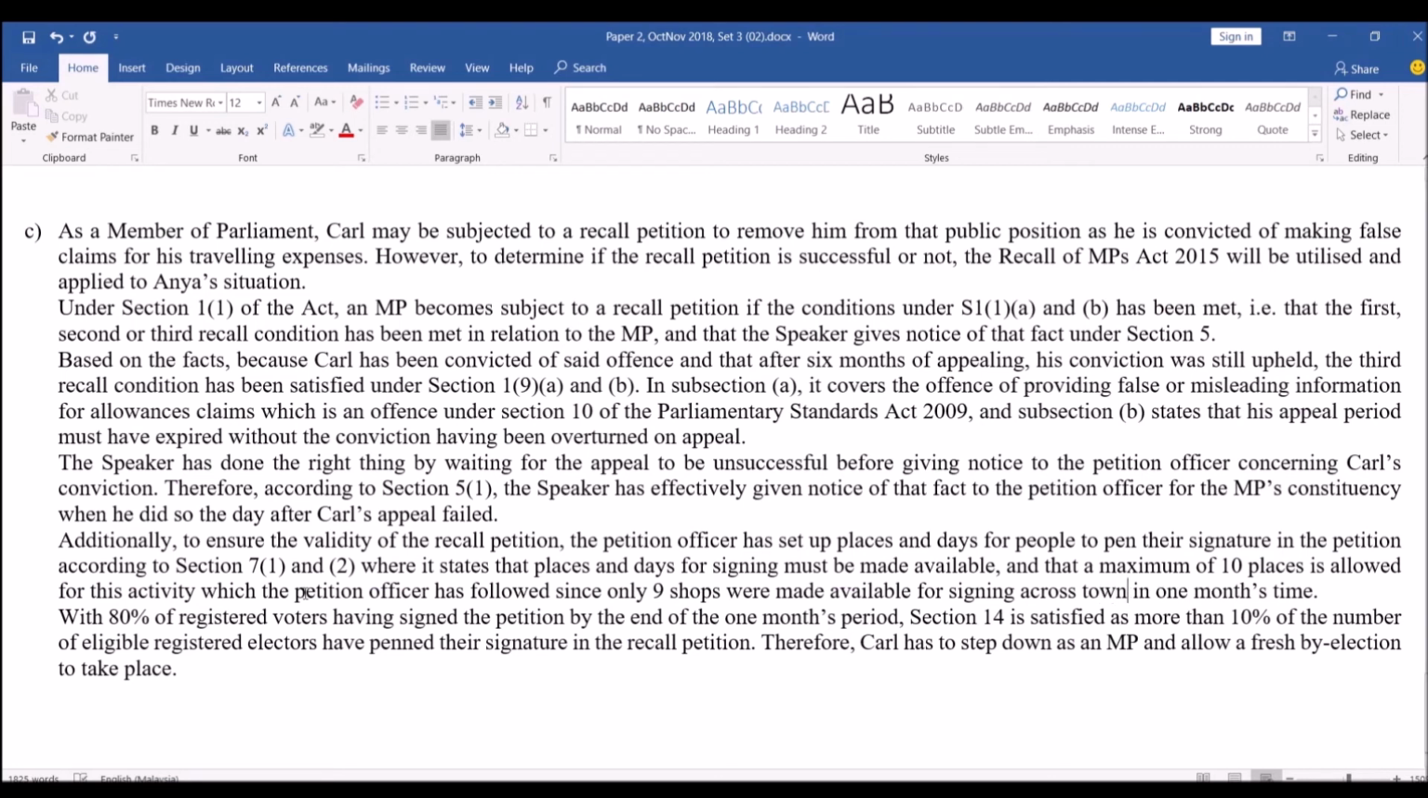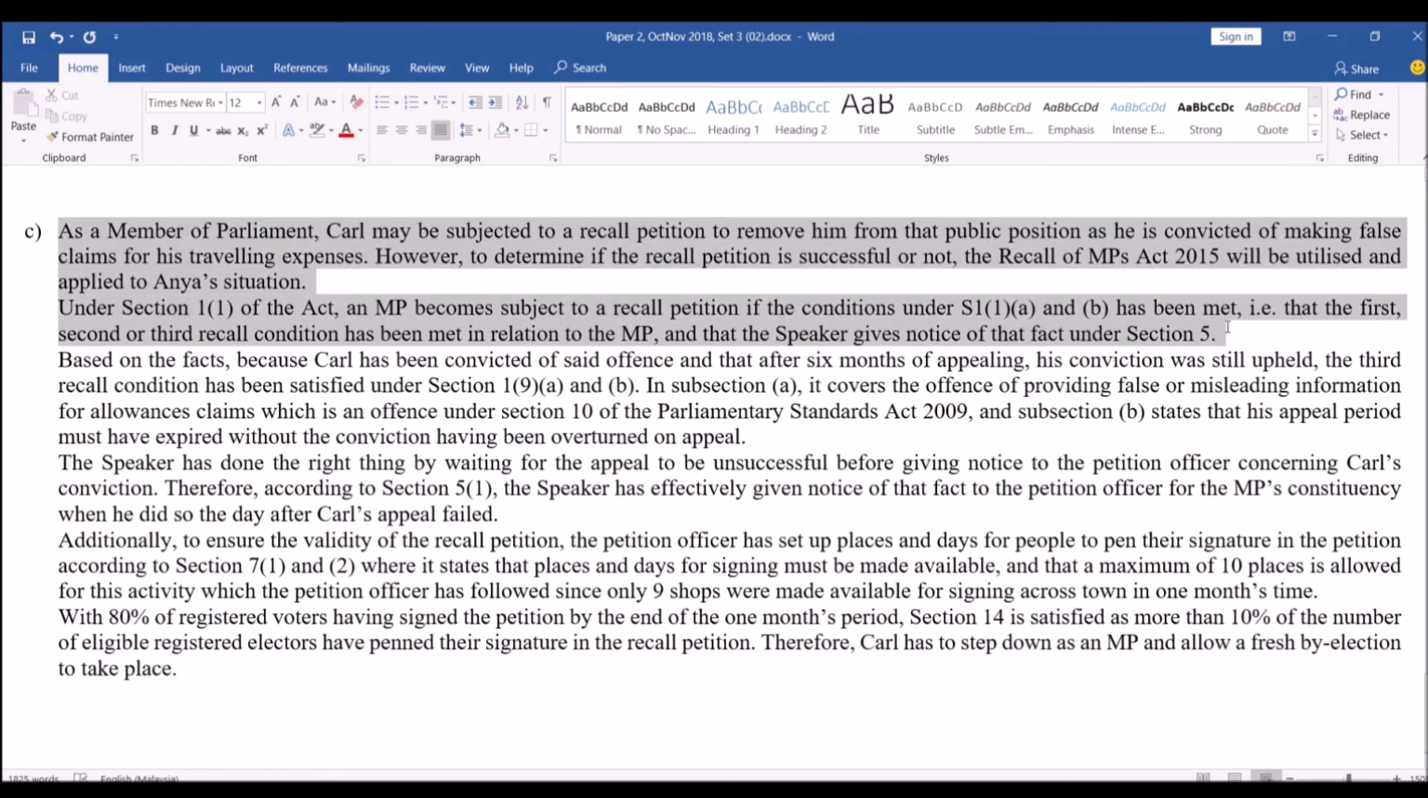Okay. Next, with 80% of registered voters having signed the petition by the end of the 1 month period, Section 14 is satisfied as more than 10% of the number of eligible registered electors have penned their signature in the recall petition. Therefore, Carl has to step down as an MP and allow a fresh by-election to take place. Okay, so same thing. Here is the standard.